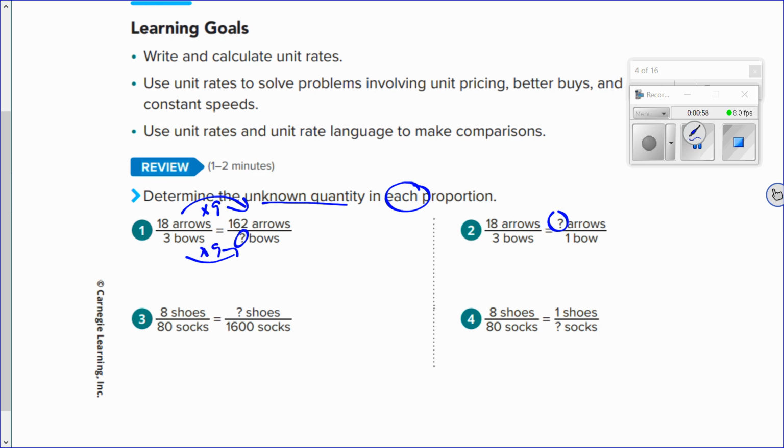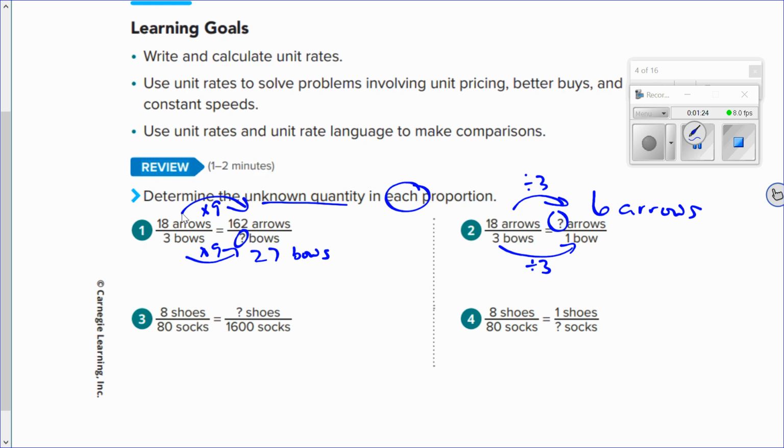We do understand that at this point, right? Whatever I do on the top, I need to do on the bottom. Okay? So really the big key here is figuring out which side or which area I've got 2 numbers, top or bottom. How do I go from 3 to 1? Divide by 3. So what am I doing to the 18? Dividing by 3. That's going to give me 6 arrows.